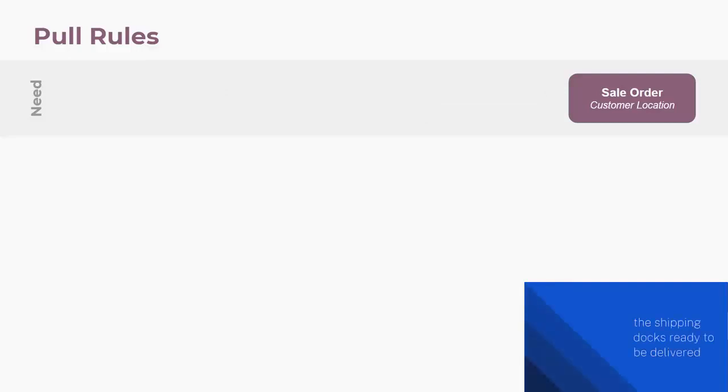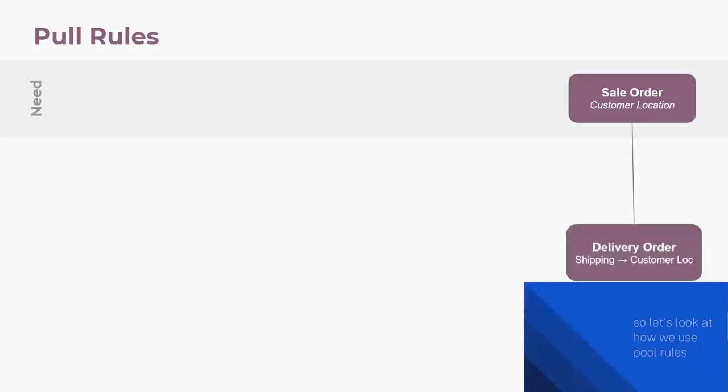With pull rules, a demand for some product triggers them, while push rules are triggered by products arriving in a specific location. So let's look at how we use pull rules to fulfill the sales order.